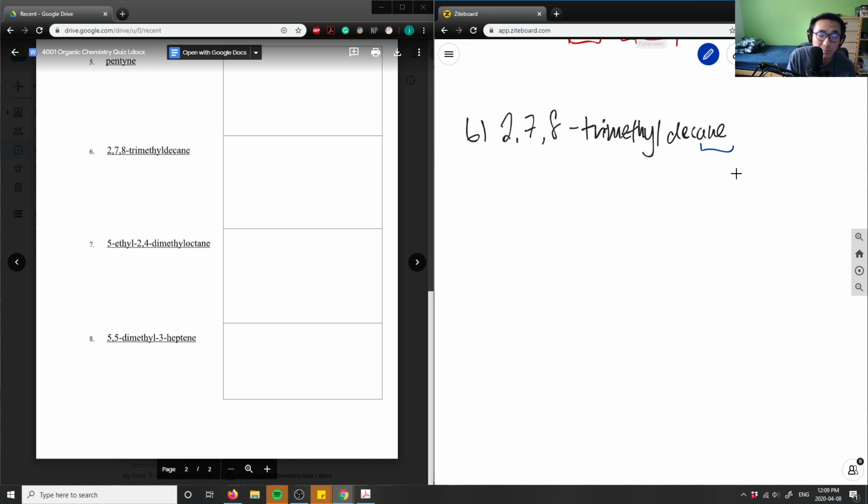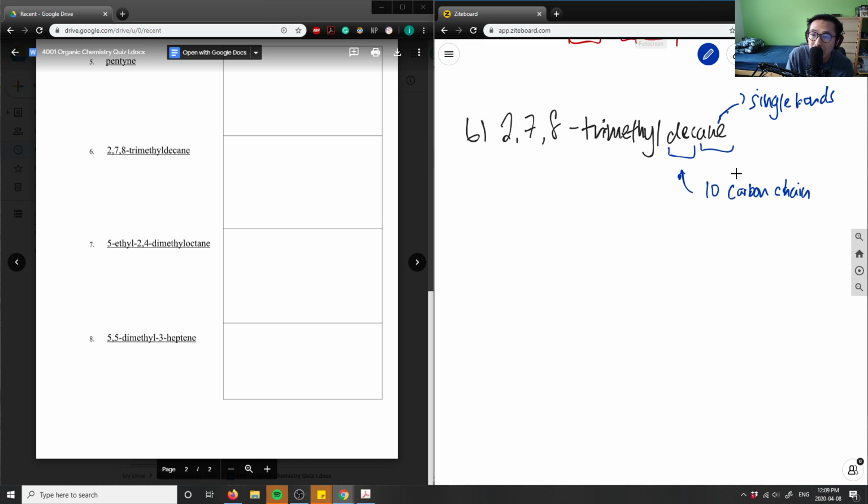So what does ane mean? Ane means that I have all single bonds in my diagram here. So I have single bonds. I don't have a double or triple bond. So it's all carbon, single bond carbon. This dec here refers to a decagon. How many sides does a decagon have? It has 10 sides, which means the carbon chain here is 10, right? 10 carbon chain. That's going to be my longest chain.